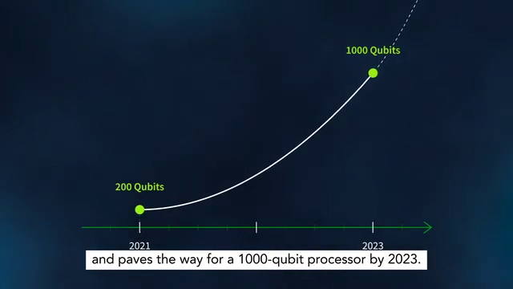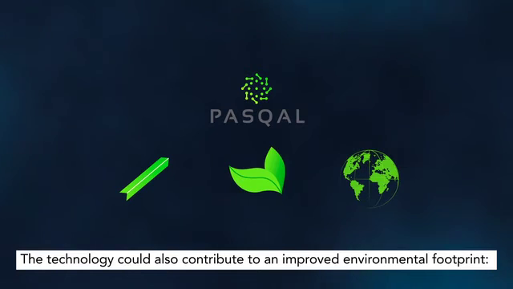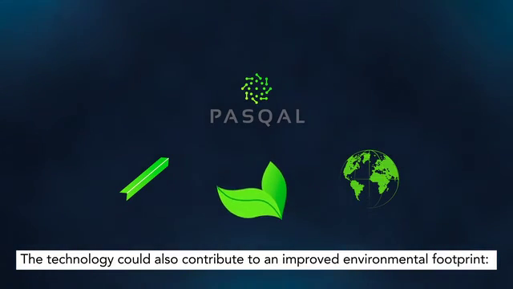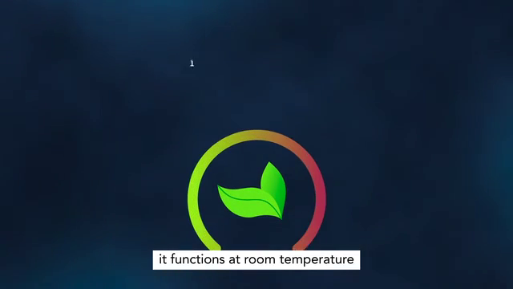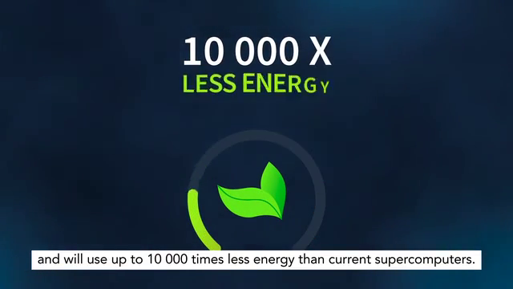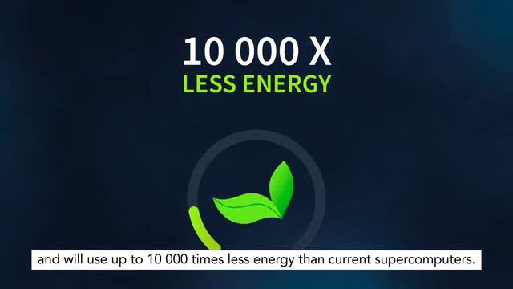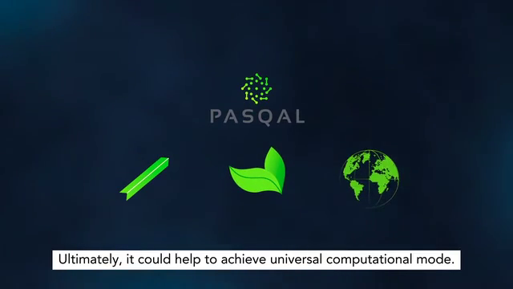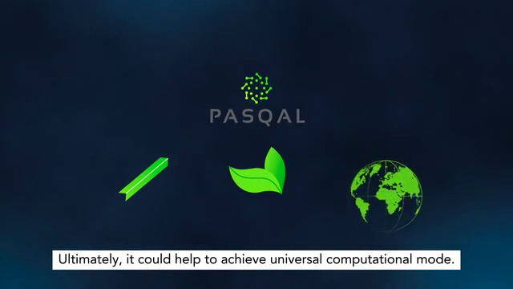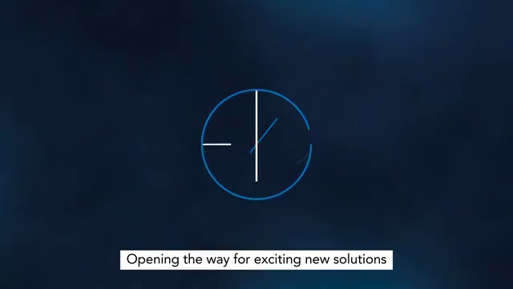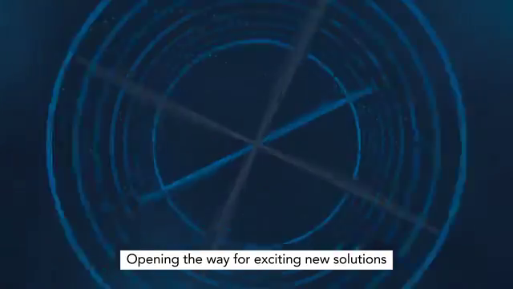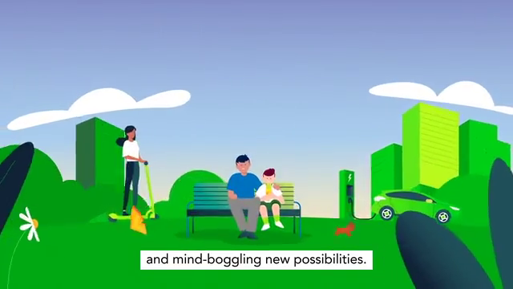processor by 2023. The technology could also contribute to an improved environmental footprint. It functions at room temperature and will use up to 10,000 times less energy than current supercomputers. Ultimately, it could help to achieve universal computational mode, opening the way for exciting new solutions and mind-boggling new possibilities.